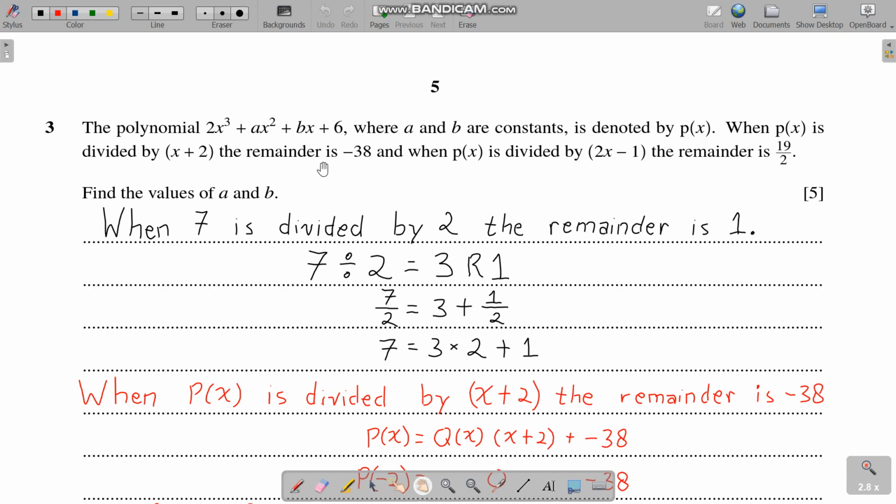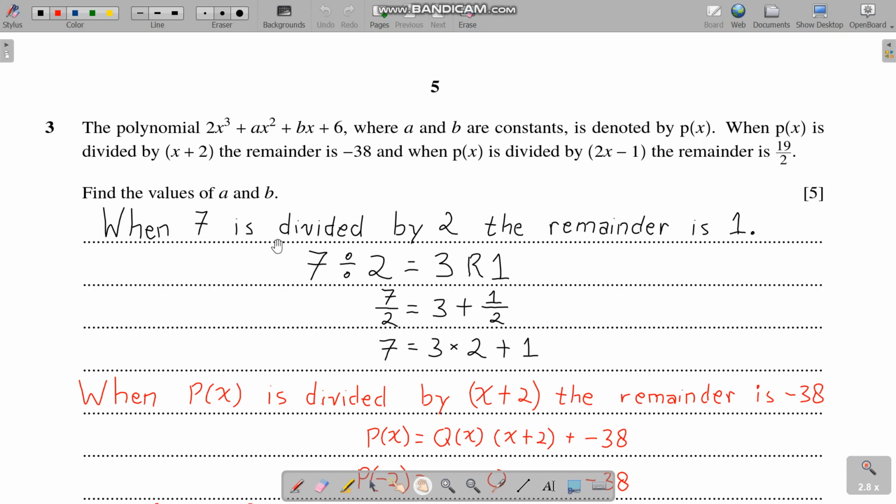About remainder theorem. The polynomial 2x cubed plus ax squared plus bx plus 6, where a and b are constants, is denoted by p of x. So p of x is this polynomial. When p of x is divided by x plus 2, the remainder is minus 38, divided by 2x minus 1, remainder 19 over 2. Find the values of a and b, 5 marks.